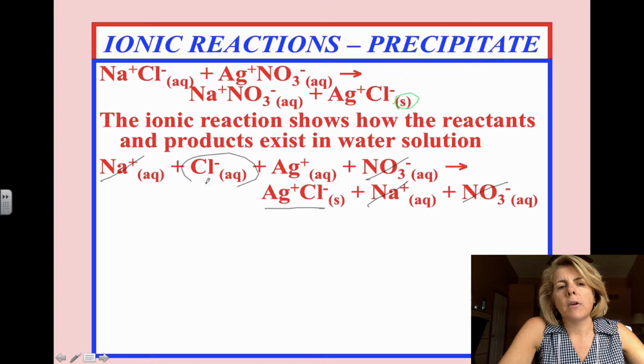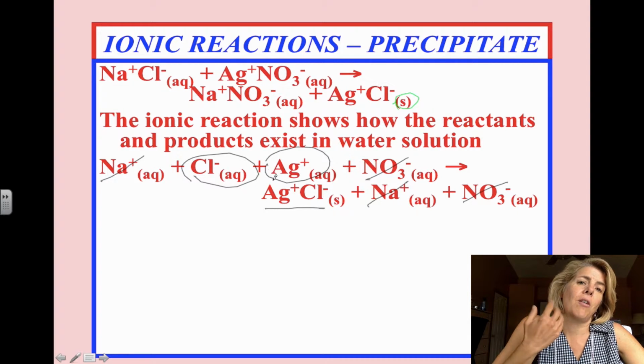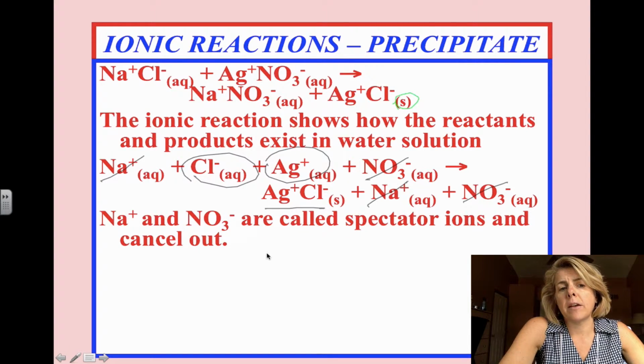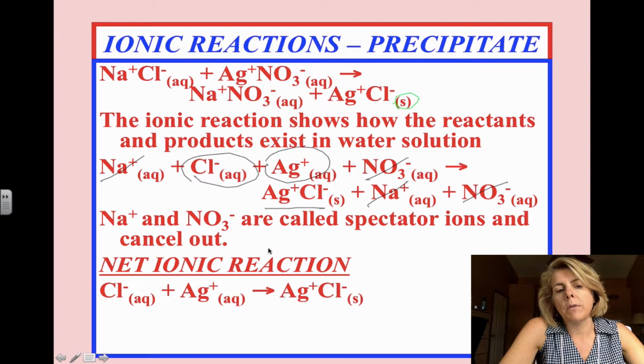Notice that nitrate appears on the product side as well as the reactant side. Notice I did not cross off chlorine and silver, because they are the ones that help make the product, which is silver chloride. So we cancel out sodium and the nitrate polyatomic ion because they do not participate in the formation of the solid. The overall reaction is what is left behind: silver plus chloride ions together form silver chloride, which is a solid.